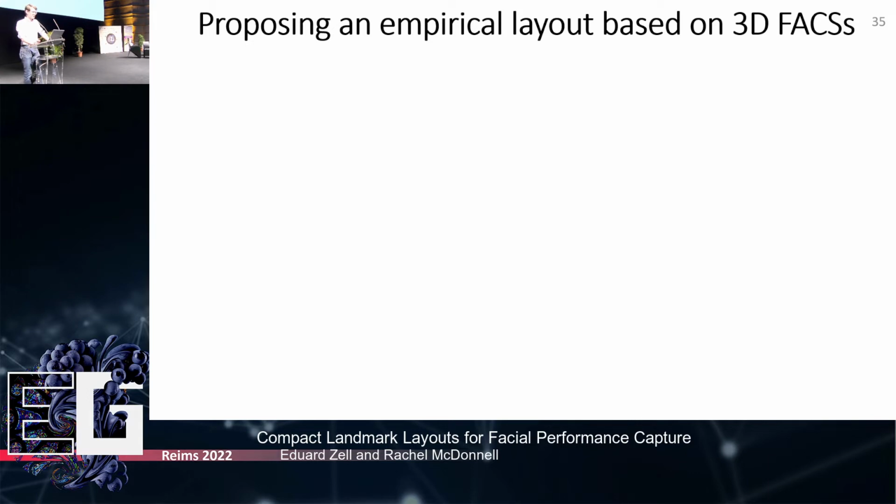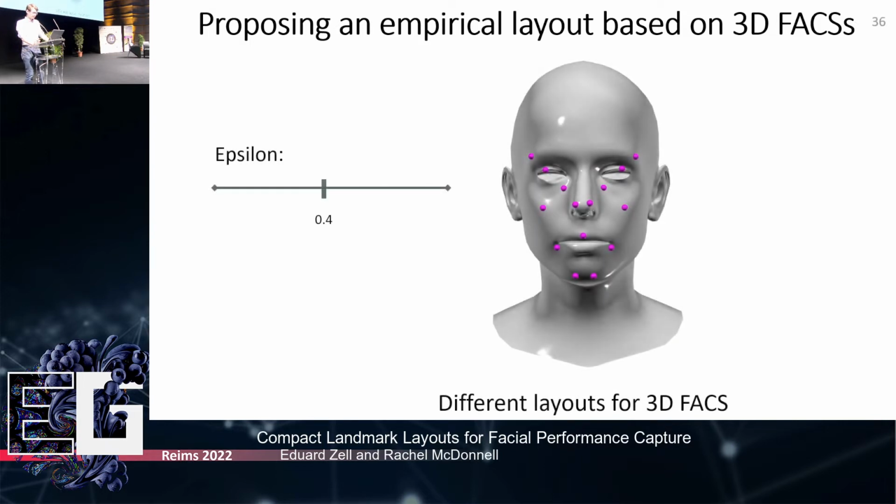Our method creates rig-specific layouts. However, in our experiments, we observe a recurring pattern. That's not surprising because most blend shape models are based on the FACS. So let's try to derive a layout based on FACS. First, we compute different layouts using our minimum displacement threshold based on the 3D FACS dataset.